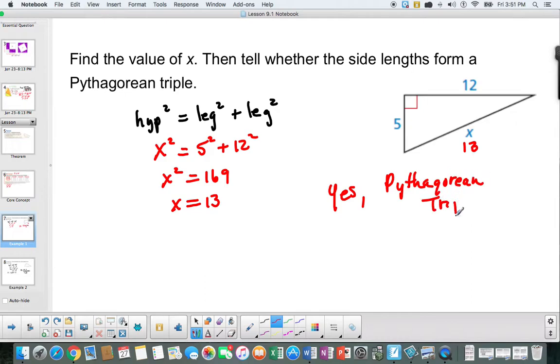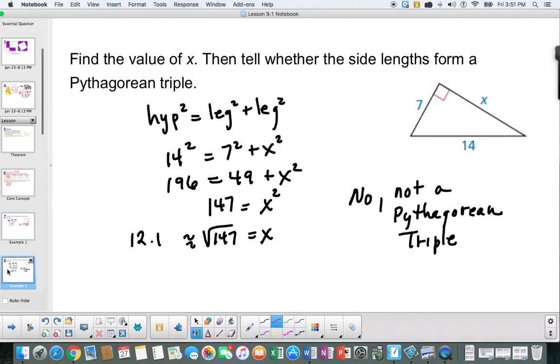Now if you end up memorizing some of these triples, then you don't have to go through all of this. You can just say 5, 12, and 13 without having to do the work. Now here's another problem, 7, x, 14. I've put the formula up and substituted all the values, squared, got 147, took the square root, and notice this is not an integer. So I found x, that's what it has to do, but no, it's not a Pythagorean triple, because they are not all integers.